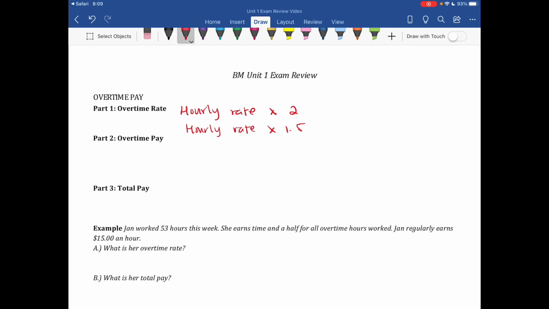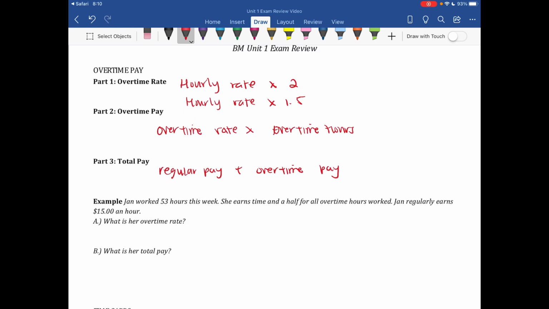Then the overtime pay itself is the overtime rate multiplied by the overtime hours. So overtime pay and overtime rate are not the same thing. You first need to know the rate before you can find the pay. Then for the total pay, you're going to do the regular pay plus the overtime pay.